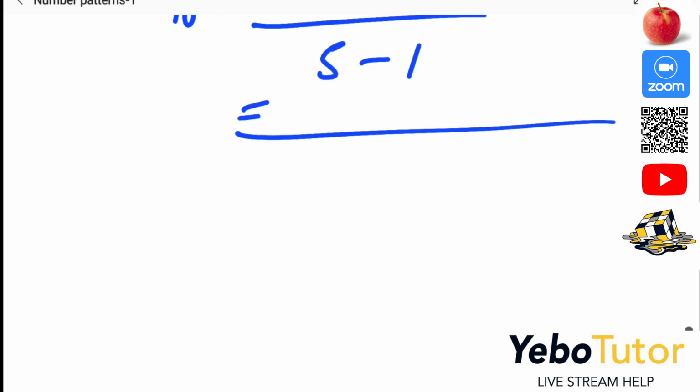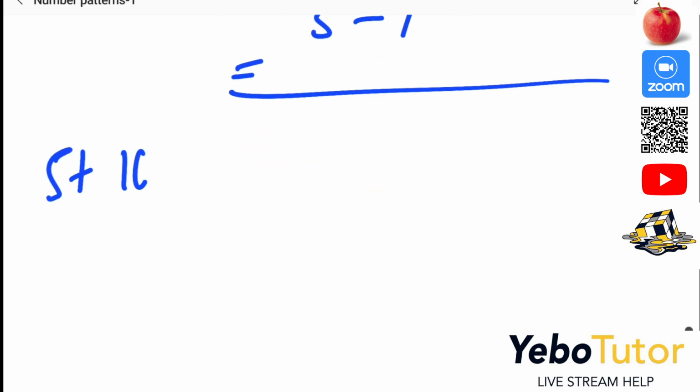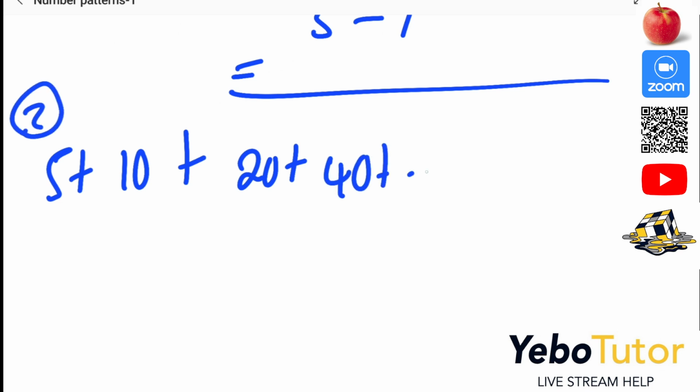Now perhaps let's say that you are given another series, 5 plus 10 plus 20 plus, so this is example number 2, plus 40 plus, then after that you are given the last term, plus 655,360. So the same thing which we did in the previous example, we have to apply it again. We need to first calculate the n value, how many terms we have in this specific series.